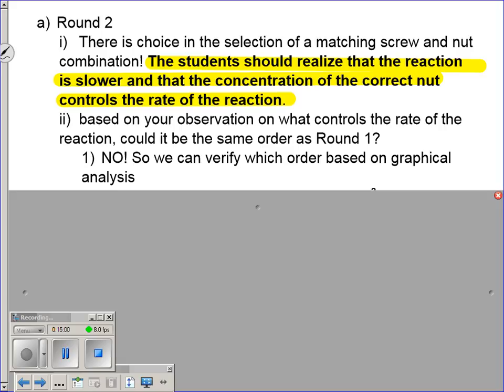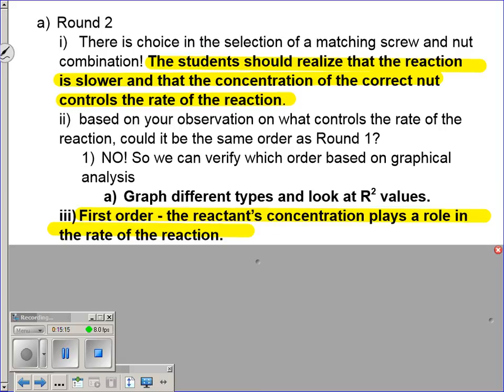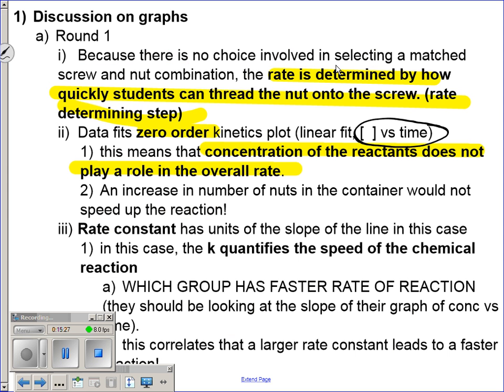So we can't verify the order based on the graphical analysis. We have to think outside the box, which is why I'm telling you there are manipulations to data like natural log, 1 over concentration. We can manipulate it in many mathematical relationships. But first order kinetics was where the concentration plays a role in the rate of reaction. There's also second order kinetics, which we'll talk about here in a second. So let me go back and make sure I told you everything I want to tell you on the first one.